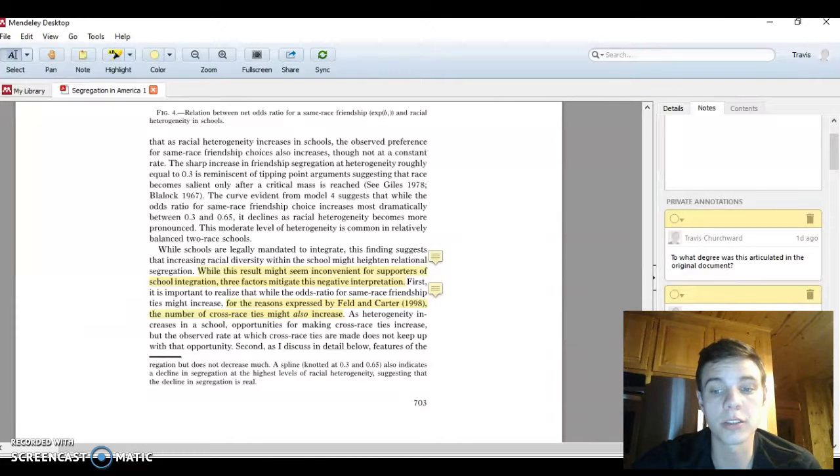I'm curious to use the model here to analyze how my school has varying social networks based on race.